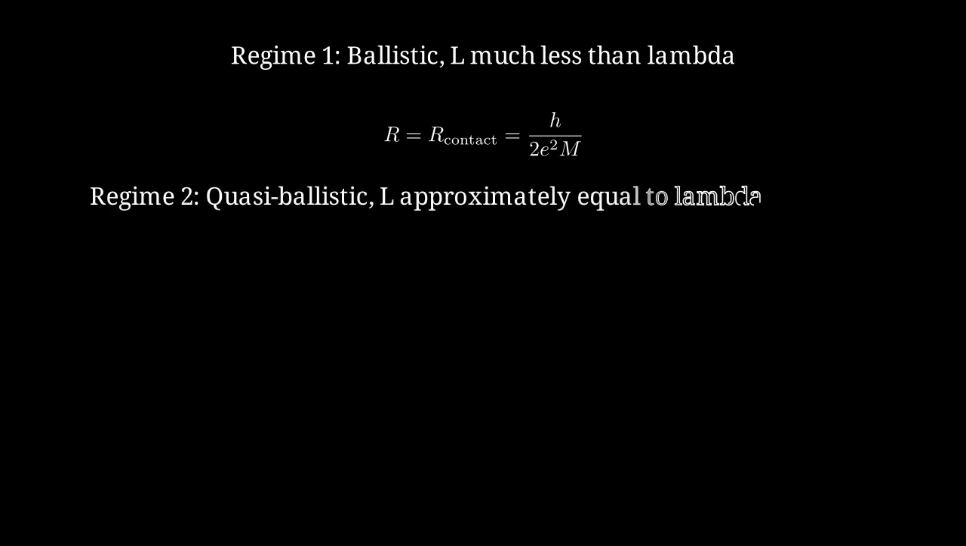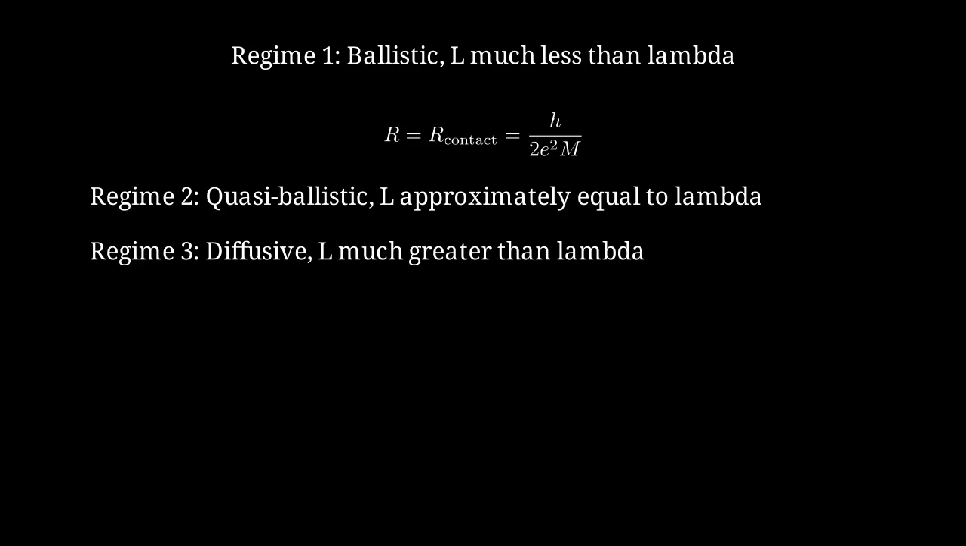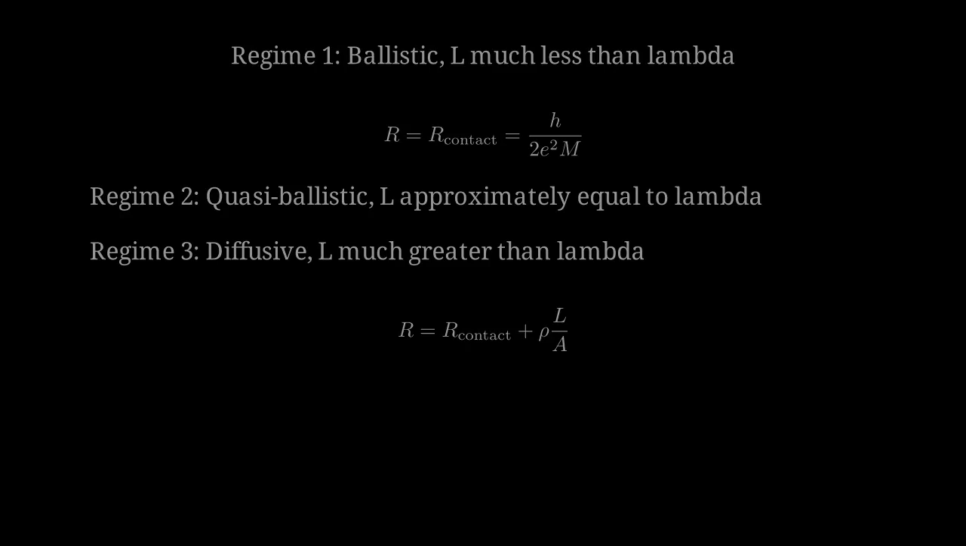In regime 2, the quasi-ballistic regime, when L is comparable to lambda, some electrons scatter once or twice, but many still cross ballistically. Resistance starts to increase with length, but not linearly yet. In regime 3, the diffusive regime, when L is much greater than lambda, we recover the classical behavior. Resistance increases linearly with length. Each additional segment adds more scattering events. The total resistance is the contact resistance plus the classical bulk resistance ρL over A.